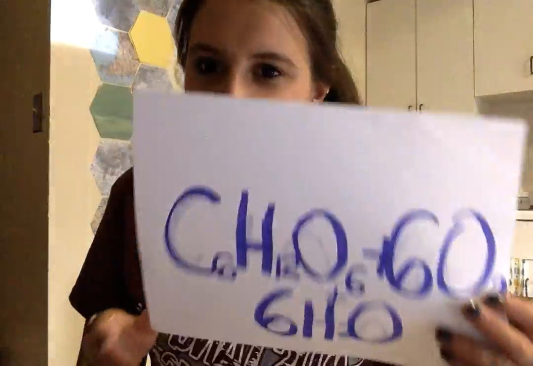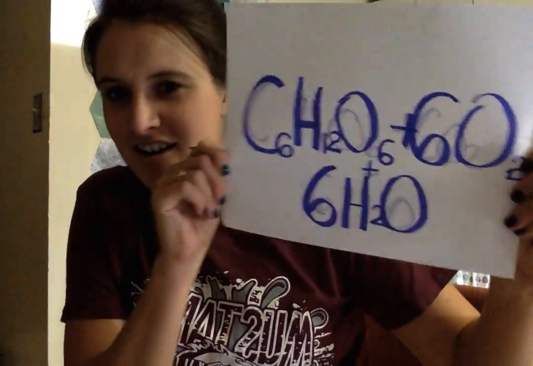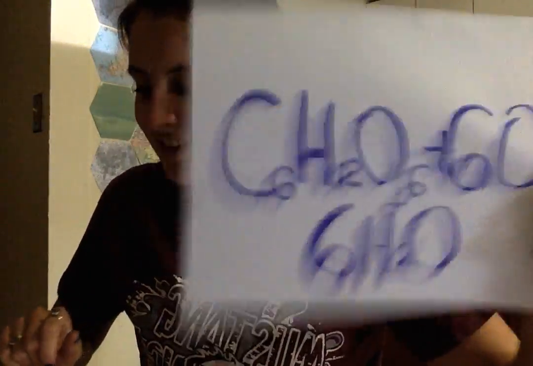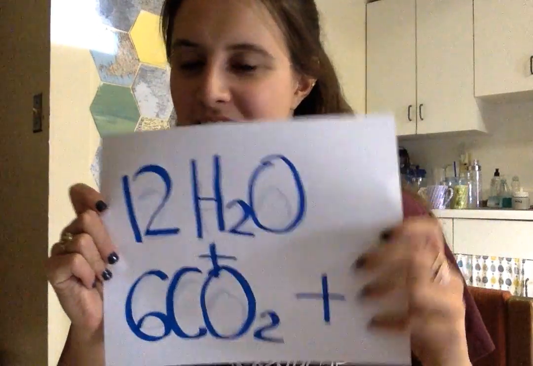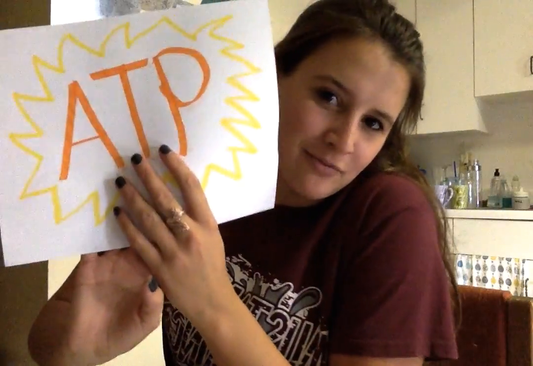And so just to review one more time. We take sugar, water, and oxygen in our mitochondria, and we produce water, carbon dioxide, and ATP. So next time you're using energy, thank you, mitochondria, for helping me produce this.